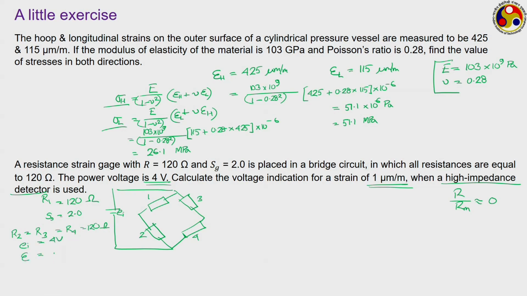And we are looking to sense a strain of 1 into 10 to the power minus 6. This is the magnitude, that is 1 micrometer per meter or 10 to the power minus 6 meter per meter. This is how we are going to sense it. Though strain is a non-dimensional parameter because it is just a ratio of two lengths, the change in length divided by original length, just to indicate that, quite often we put this kind of unit. Now, how to do it?